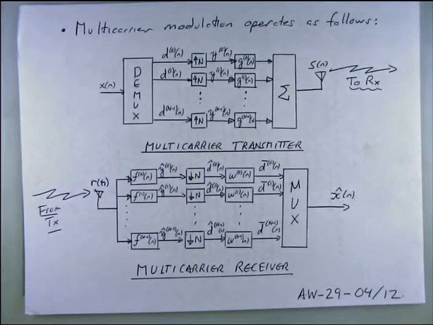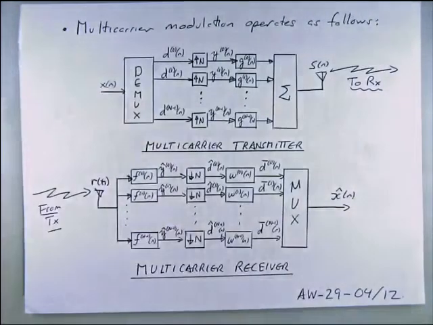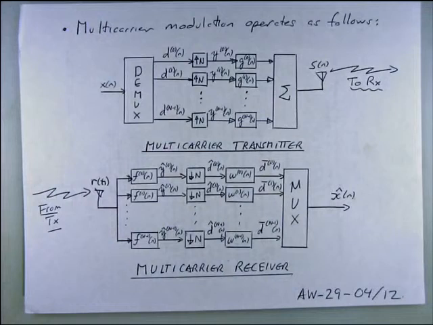So what does a multi-carrier transceiver look like? It looks like this. Multi-carrier modulation looks like the following. You have your high speed data going in here. The first thing you do is you demultiplex it. That's what the demux is for.